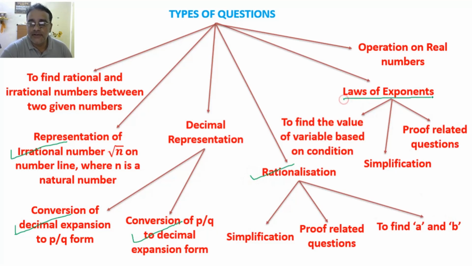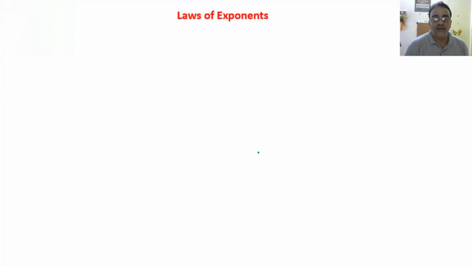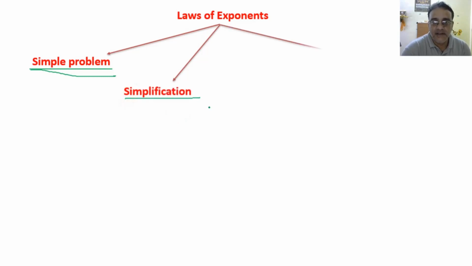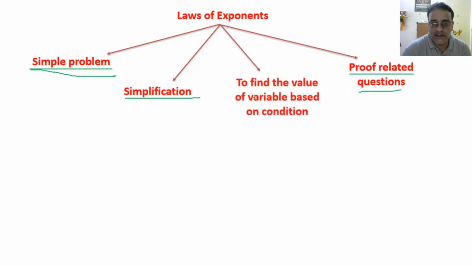Now we are going to do laws of exponents. These three sections are the ones in which many questions come, and these three sections are very important. So let us start laws of exponents. In laws of exponents, the first type is the simple problem. I will tell you which type of question will come under simple problems. Second is simplification. The third one is proof related questions. And the fourth one is to find the value of the variable based on some given condition. The simple problem was not in the previous chart, and I will tell you which type of question will come.